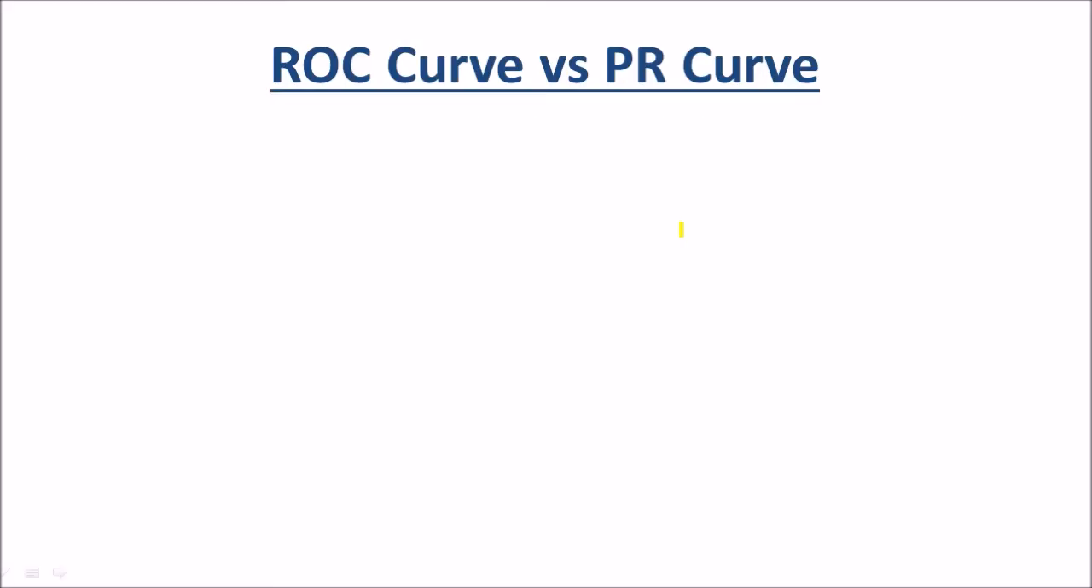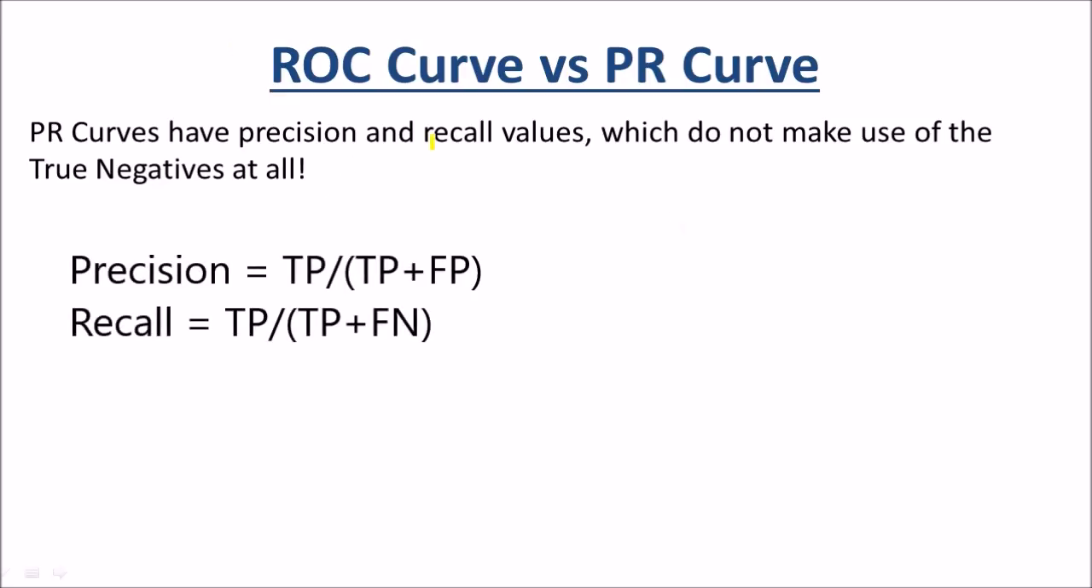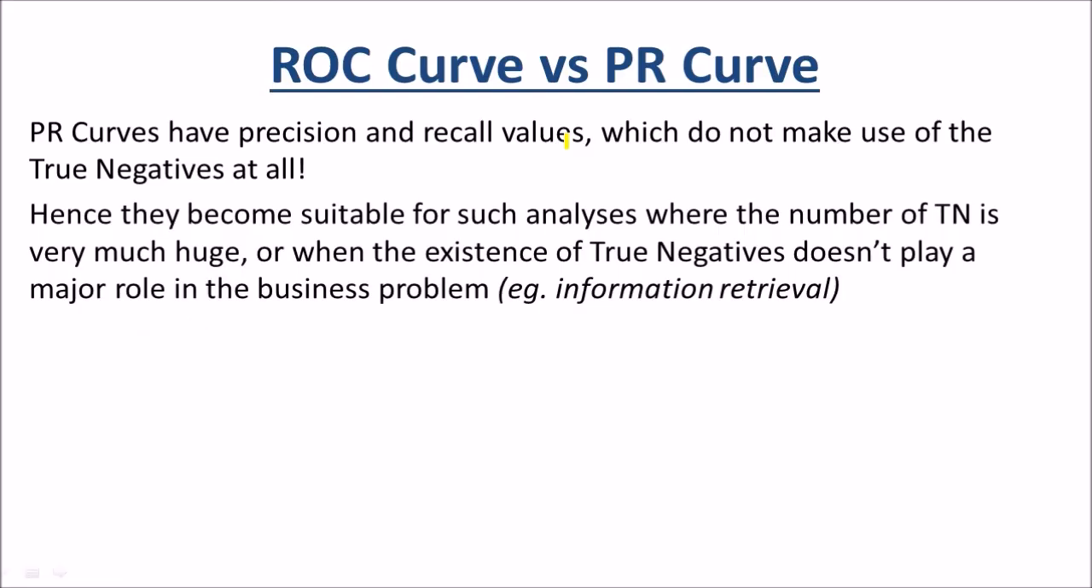Now PR curves have precision and recall values on the y and x axis, and precision and recall do not make use of the true negatives at all, and hence they become very much suitable for such analysis where the number of true negatives is very huge, or when the existence of the true negatives doesn't really play a major role in the business problem. For example, in information retrieval systems, the number of true negatives does not really matter, because we are majorly concerned with maximizing the number of true positives.